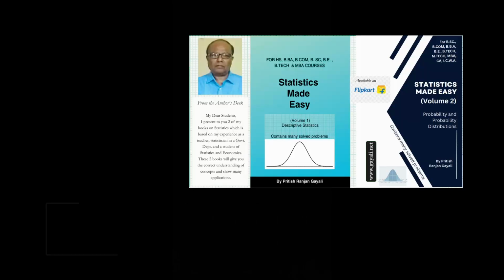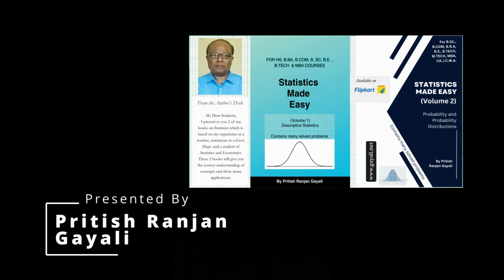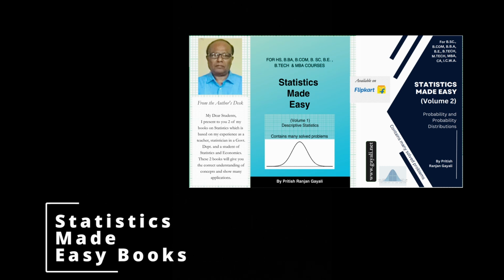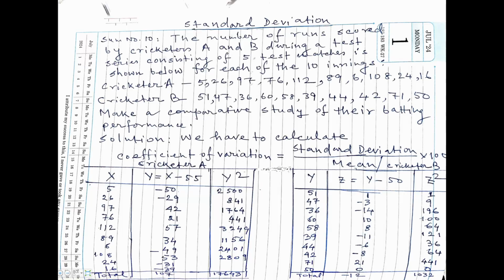Now I am discussing a sum on standard deviation. Sum number 10. The runs scored by cricketers A and B during a test series consisting of 5 test matches is shown below for each of the 10 innings.